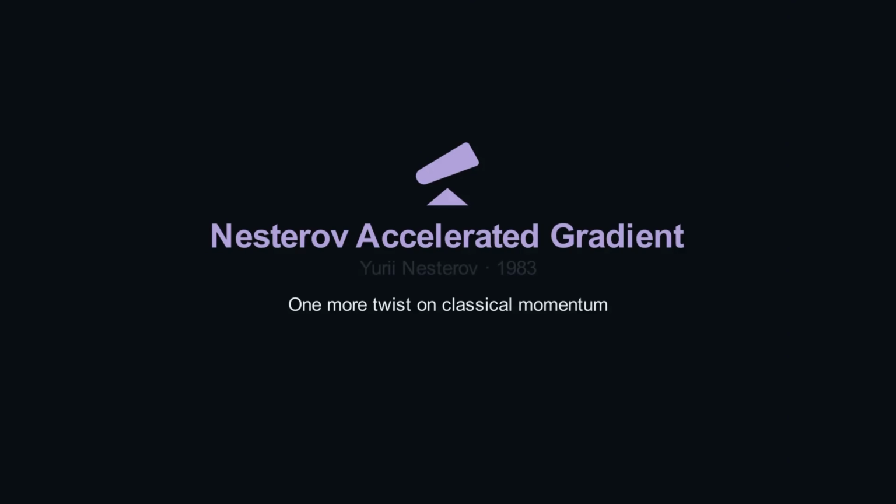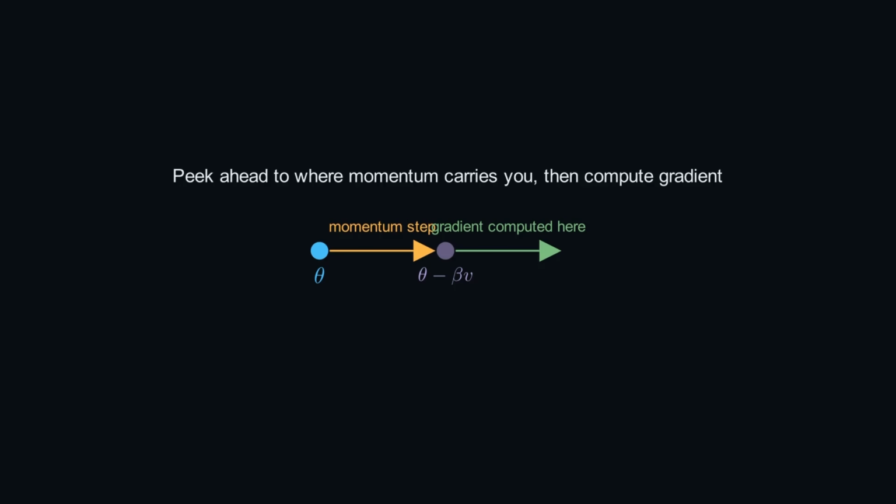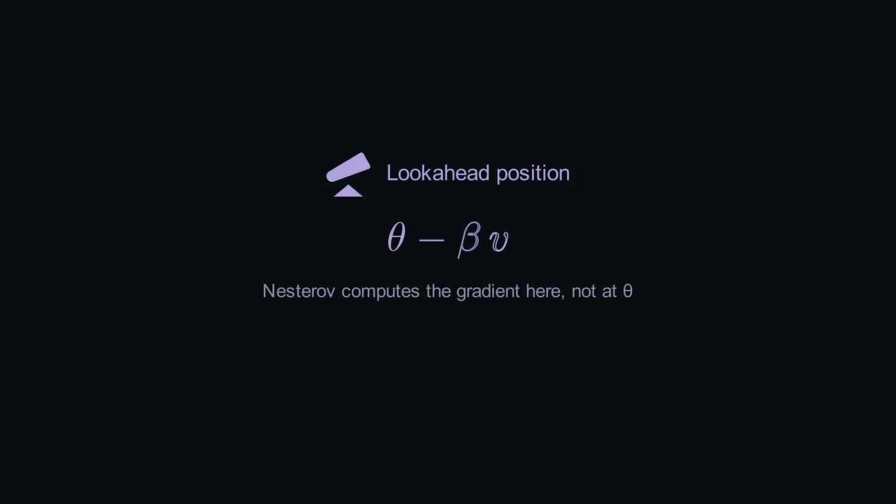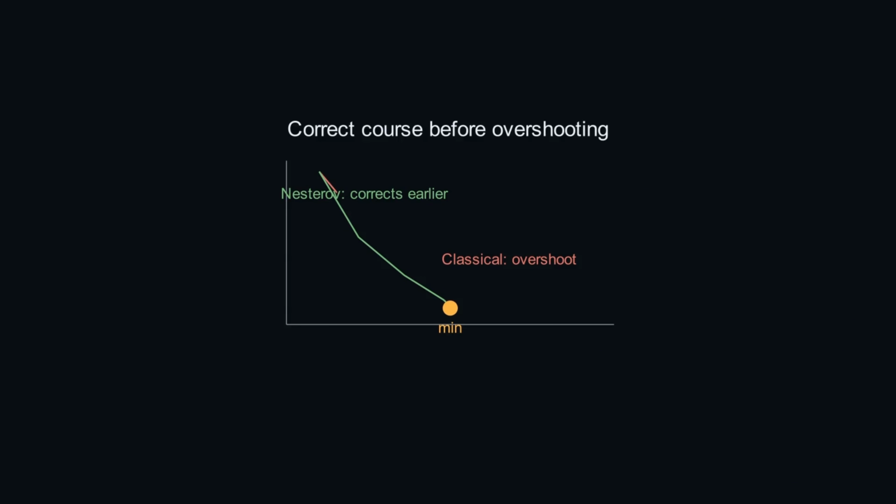Nesterov Accelerated Gradient, published in 1983, adds one more twist. Instead of computing the gradient at the current position, peek ahead to where momentum is carrying you, then form the velocity update. The diagram shows that look-ahead position, theta minus beta times v. This tiny change lets the optimizer correct its course before it overshoots.